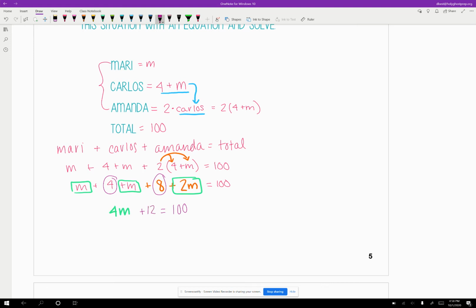Now solve your equation. We're getting really good at these, so take a minute and solve and see what you get for M. So the first step would have been subtracting 12, and the last step would have been dividing by 4. So M equals 22.